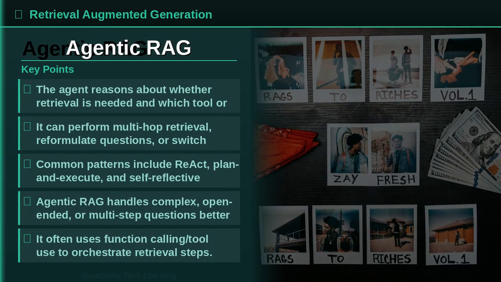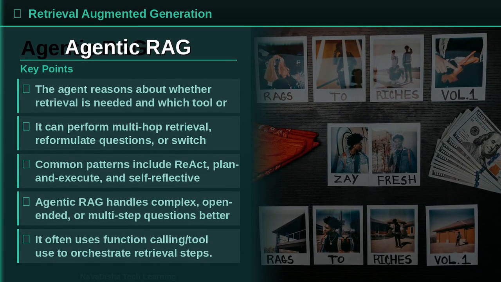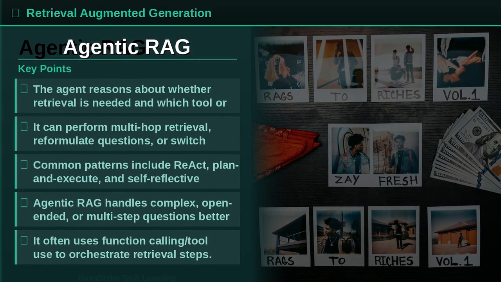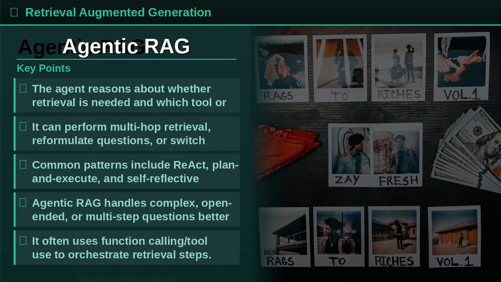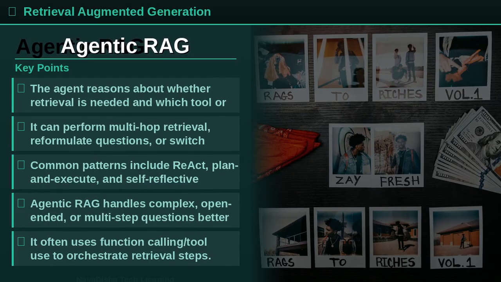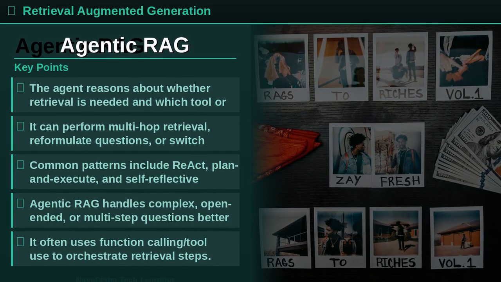Here are the key things to know about Agentic RAG. Point 1. The agent reasons about whether retrieval is needed and which tool or query to use. Point 2. It can perform multi-hop retrieval, reformulate questions, or switch strategies mid-task.